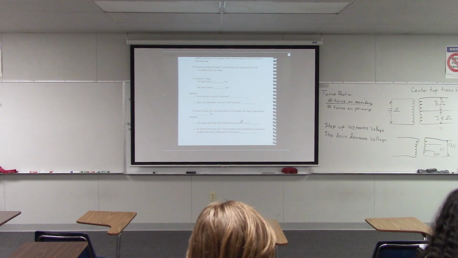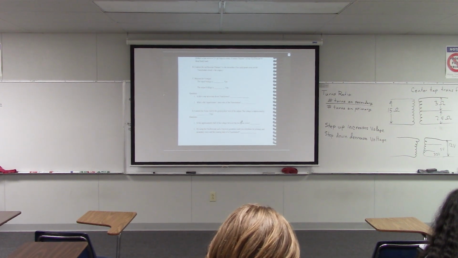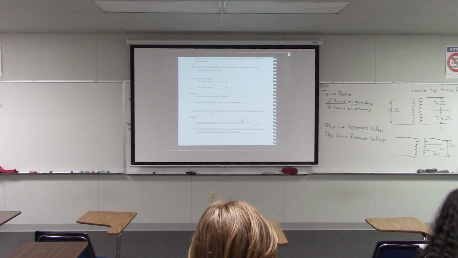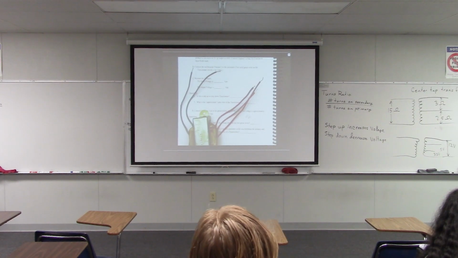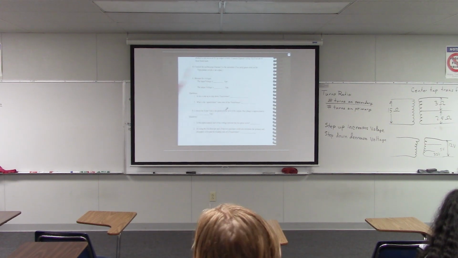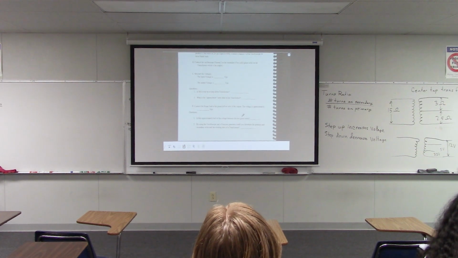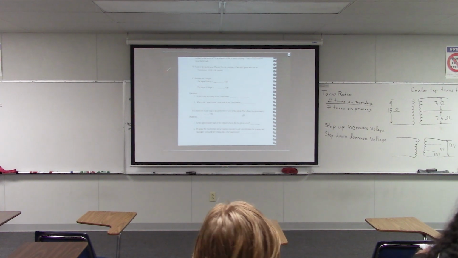Now this lab book is talking about green wires. When it talks about green wires, it's talking about the wires on the secondary. Some of these transformers have red wires on the secondary, but just know that when the book is talking about green wires, it's talking about the wires on the secondary. So just use the secondary wires, whatever color they are, okay?